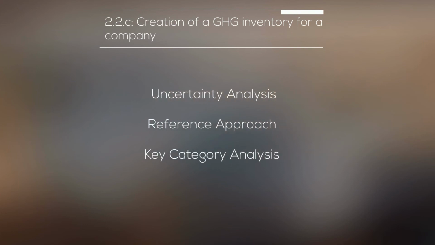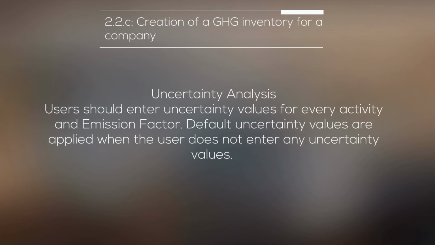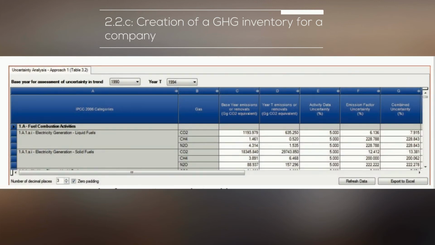The Tools menu contains Uncertainty Analysis, Reference Approach, and Key Category Analysis. Uncertainty Analysis. Users should enter uncertainty values for every activity and emission factor. Default uncertainty values are applied when the user does not enter any uncertainty values.